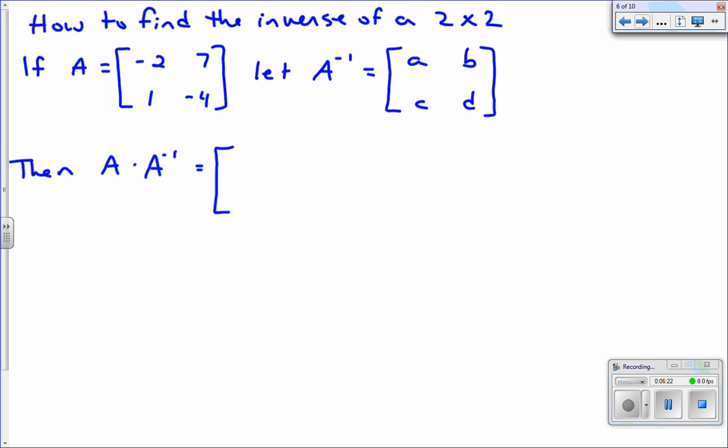So that'll be negative 2a plus 7c for row 1, element 1 of our product. Now I'm going to do row 1 and column 2, so I have negative 2b plus 7d. Now if I move down to the second row, I've got a minus 4c, and I've got b minus 4d.